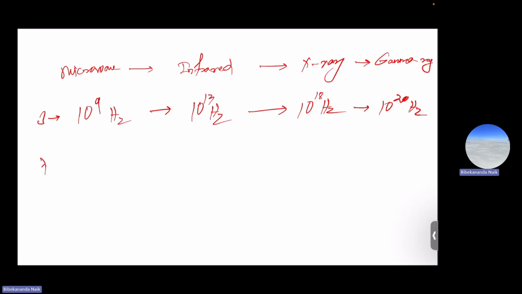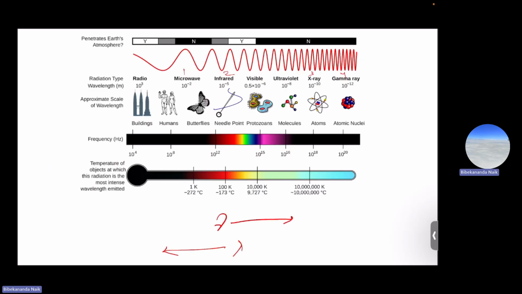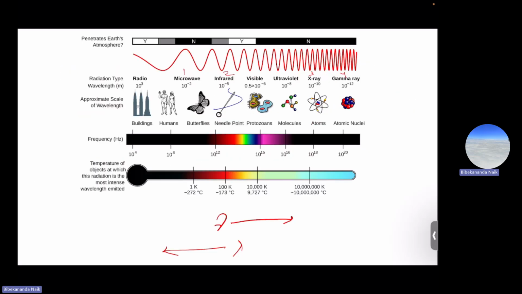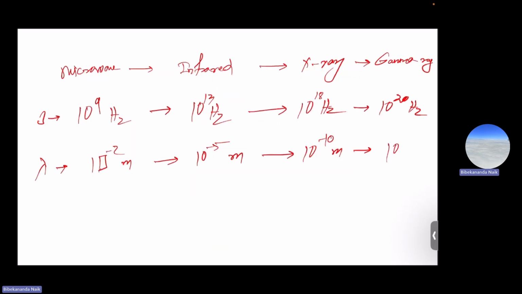Similarly, if we talk about wave numbers, there will be a decreasing order of wave numbers. So microwave is 10 to the power minus 2 meter. Infrared will be even lesser, 10 to the power minus 5 meter. X-ray will be 10 to the power minus 10 meter, that is angstrom or nanometer. And then gamma ray is 10 to the power minus 12 meter, picometer.